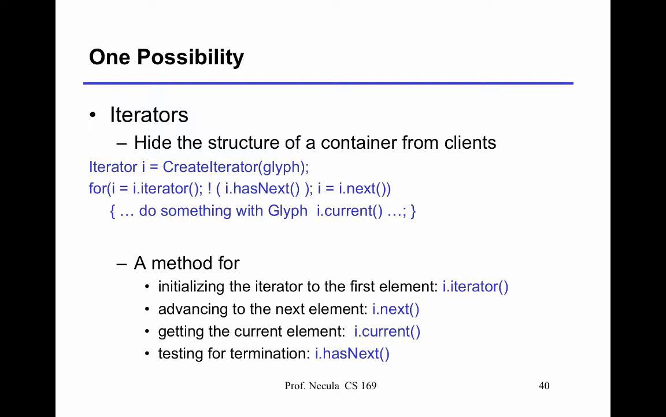So many languages have iterators like this. Java has one that looks quite like this. Python has iterators. Ruby has iterators. They have simpler syntax. So in Python, when you build an iterator, it's very easy to actually use.